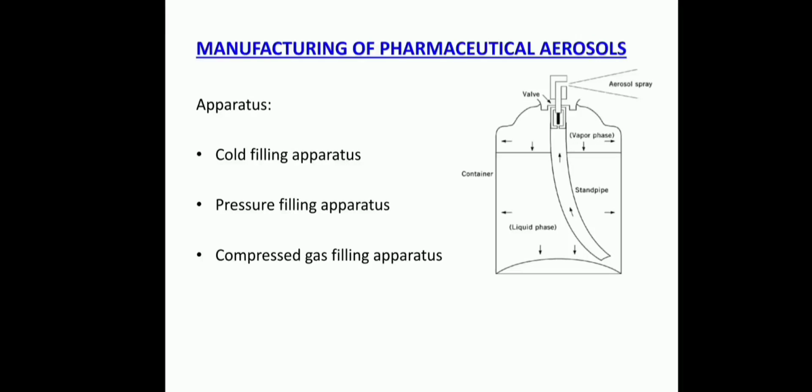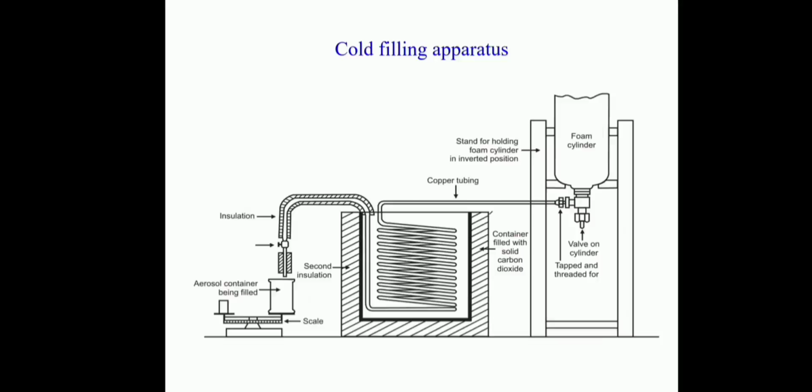Manufacturing of pharmaceutical aerosols. There are three types of apparatus used in the manufacturing of pharmaceutical aerosols. First is cold filling apparatus, second is pressure filling apparatus, and third is compressed gas filling apparatus. Now we will study the cold filling apparatus. This is the apparatus of cold filling. Cold filling apparatus is a simple apparatus which comprises an insulated box fitted with coiled copper tubing to increase the area exposed to cooling.